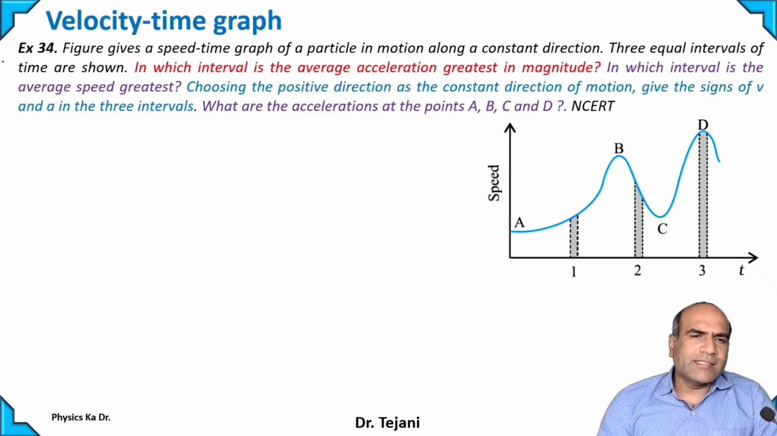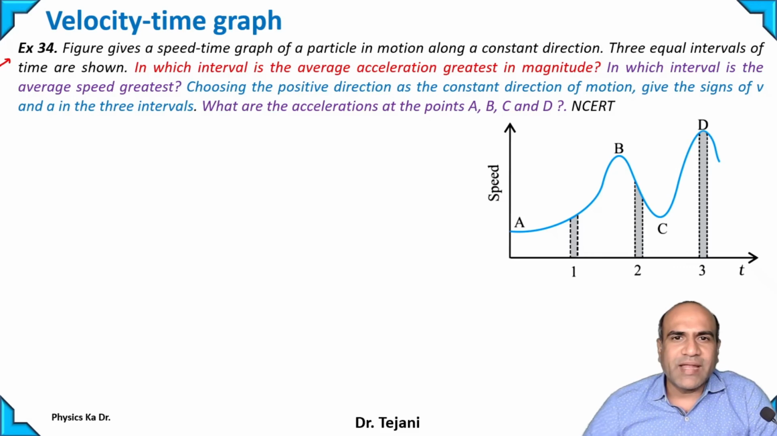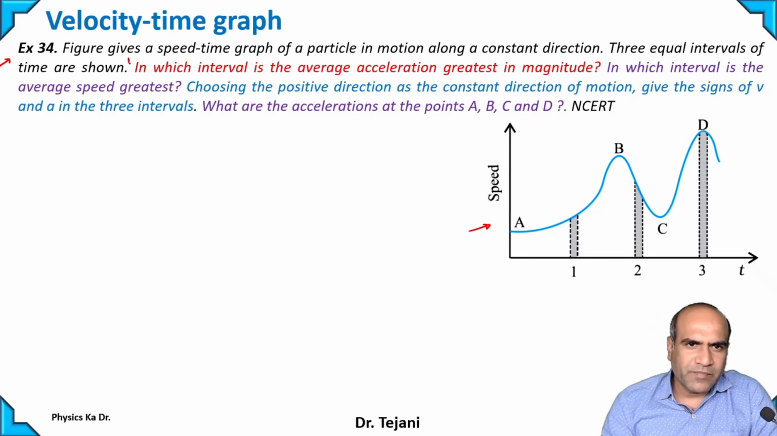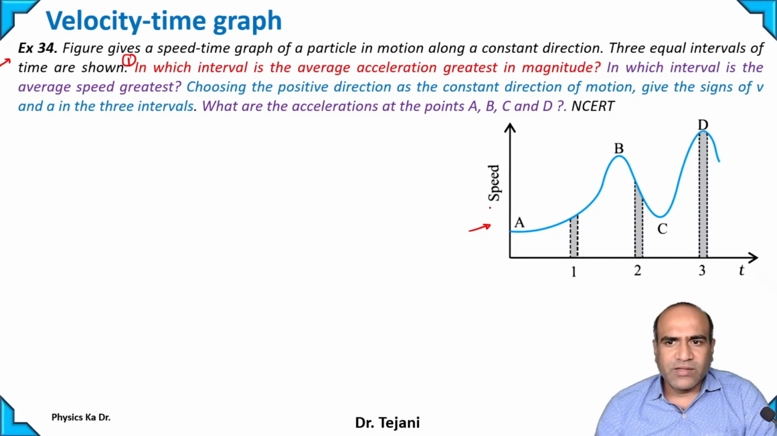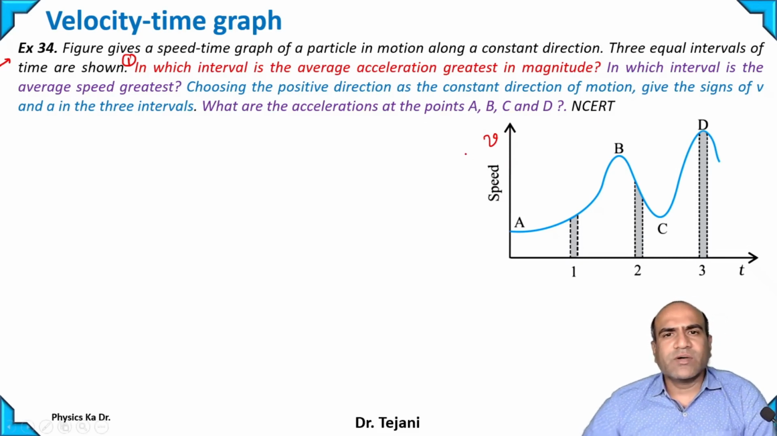So here we have example number 34. The figure gives a speed-time graph, and the three equal intervals of time are shown. In which interval is the average acceleration greatest in magnitude? See, this is a graph of speed versus time, so do not misjudge. This is not x versus time, but velocity versus time, so the slope gives acceleration.